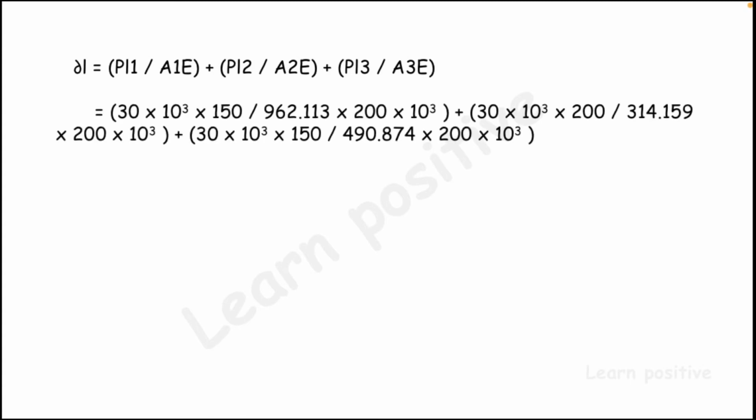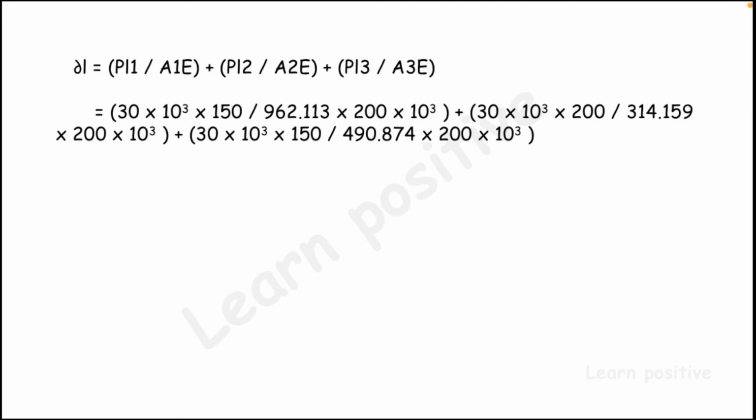So the load 30 into 10 to the power of 3 and the length 1 is 150 divided by 962.113 into 200 into 10 to the power of 3. That is the first set of bracket, and second set of formula we get 30 into 10 to the power of 3 into 200 divided by 314.159 into 200 into 10 to the power of 3. And the third set is 30 into 10 to the power of 3 into 150 divided by 490.874 into 200 into 10 to the power of 3. This is the 3 portion of the formula.